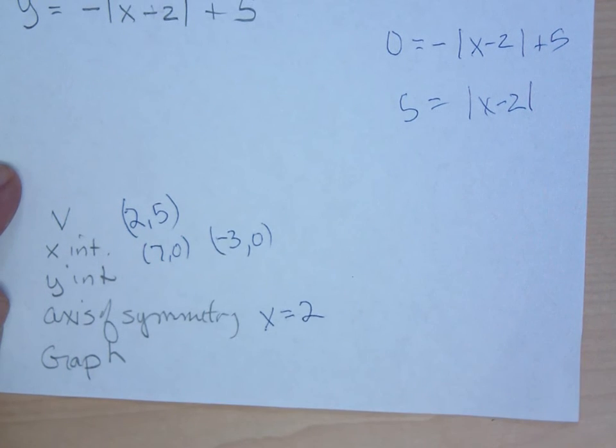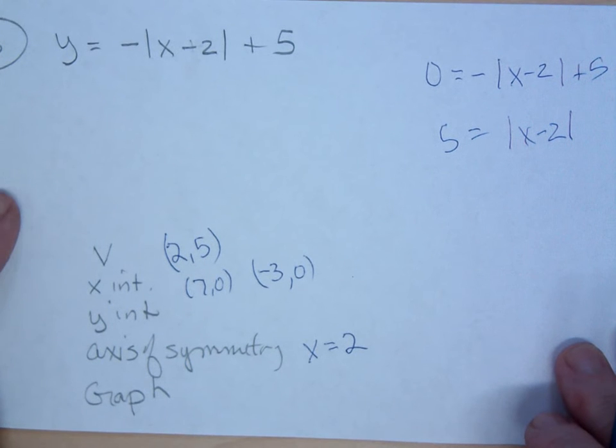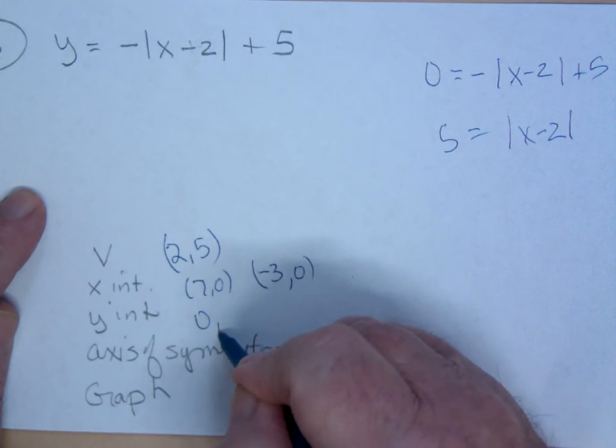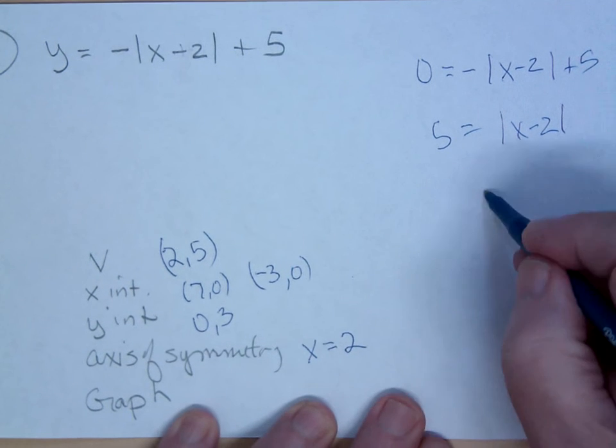The y-intercept is found by letting x be 0 in the original equation, and that's going to give us a minus 2, so that is going to be (0, 3). And then the last thing left is to graph it. Let's graph these points.